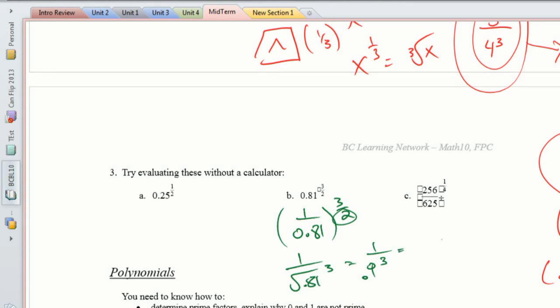And 0.9 cubed is, 0.9 times 9 is 81 times 9. Geez, I don't know what 81 times 9 is. I know it says estimate, but I'm going to have to cheat here and go 81 times 9. 729.